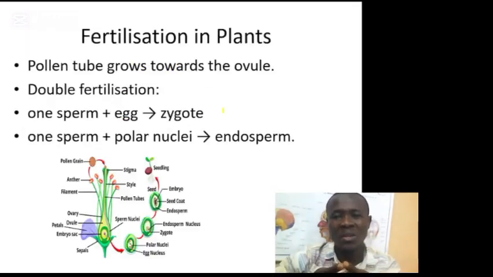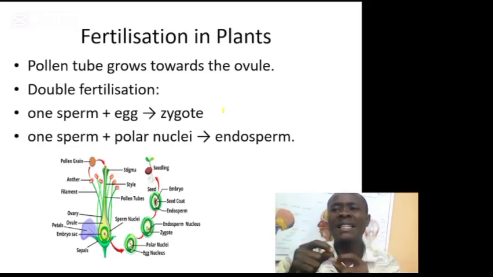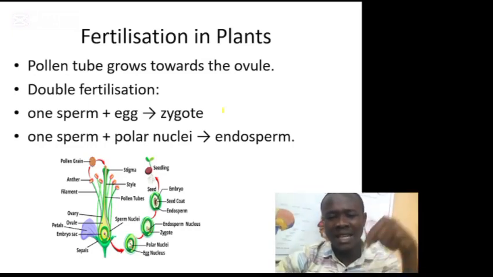You have to know about fertilization in plants. Everything has to be explained to you. So in fertilization, the first thing that has to happen is what? Pollination. That pollen grain has to move from the anther and it has to come and land on the stigma. So when the pollen grain lands on the stigma, what will happen? It will absorb nutrient and moisture from the stigma. And what will happen? It will germinate and enter into the style.